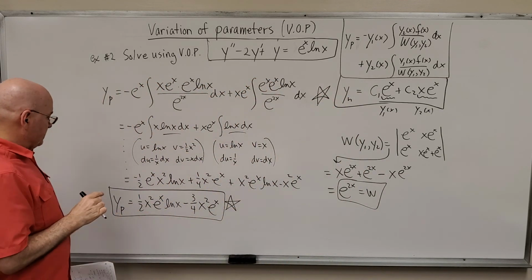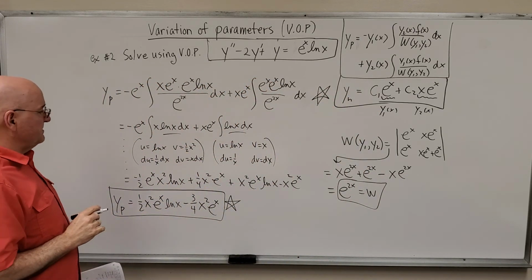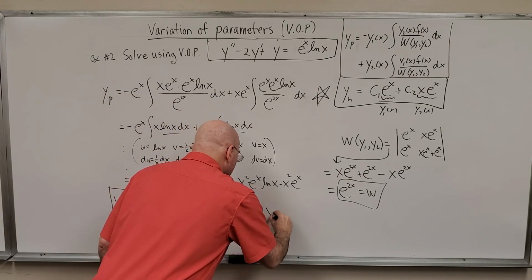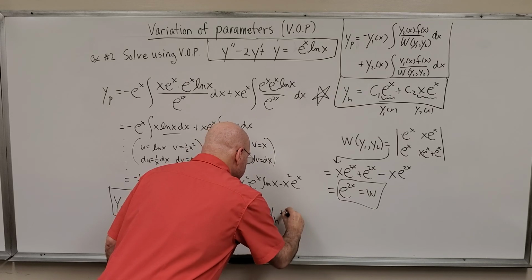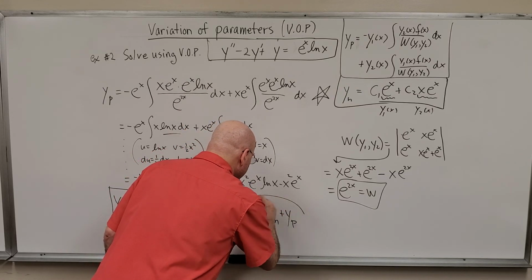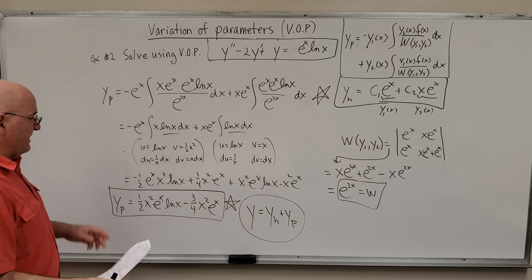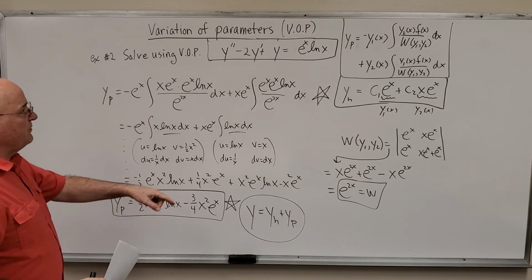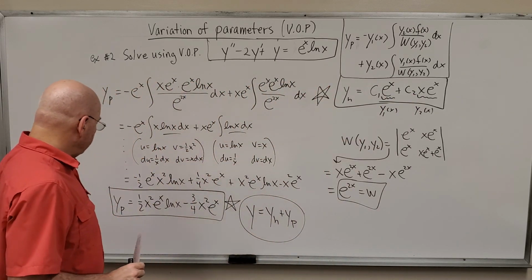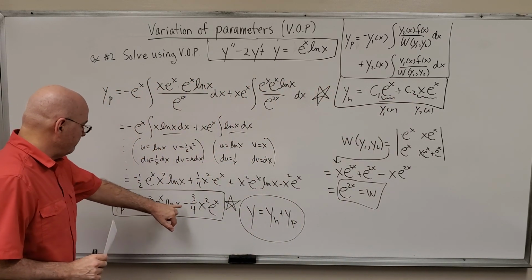If you look at the two starred boxes, you can get the final solution: y equals yh plus yp. I'm not going to write it out because I ran out of room. So y is equal to these two terms added together plus this term minus this term.